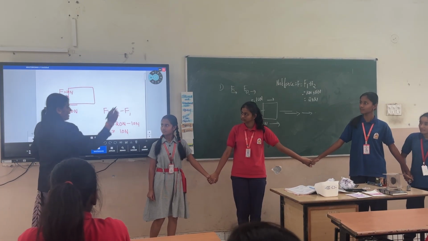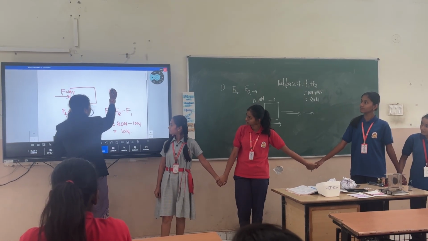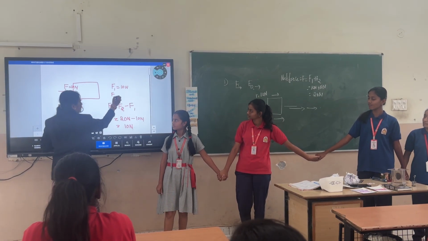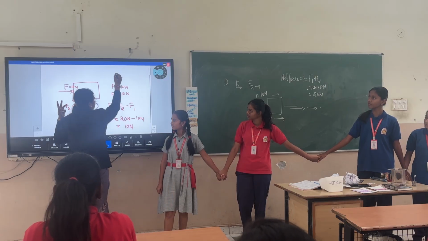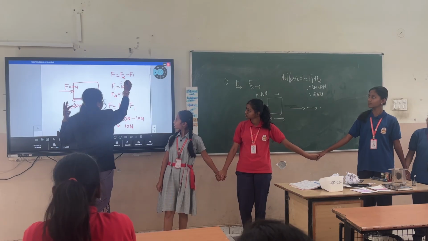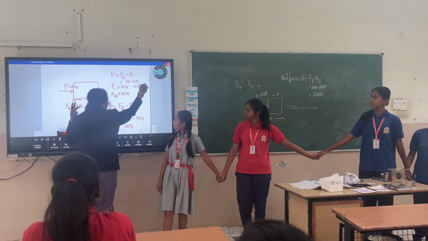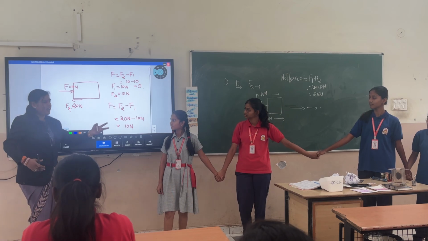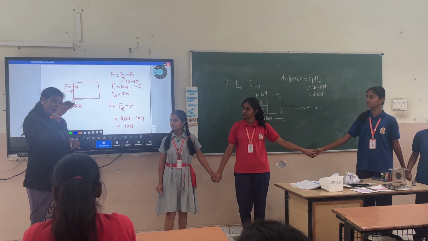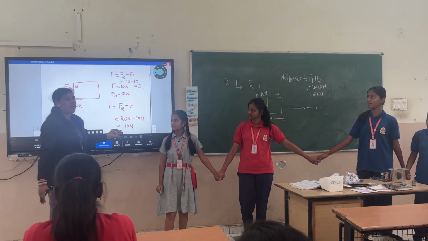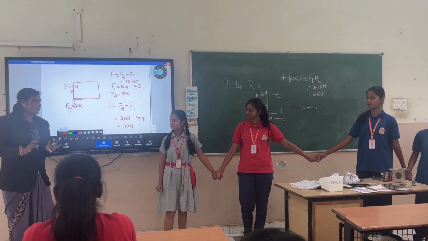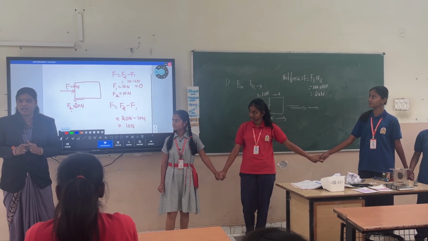For example, these two girls are applying a force of 10 Newton, and those two girls are applying a force of 10 Newton. Then what is our net force equation? F equals F2 minus F1, which means 10 minus 10. The net force acting here is 0. Hence there is no movement. For there to be movement, the net force should have some value. Then only can the object move. This is how we get to know about balanced and unbalanced force.